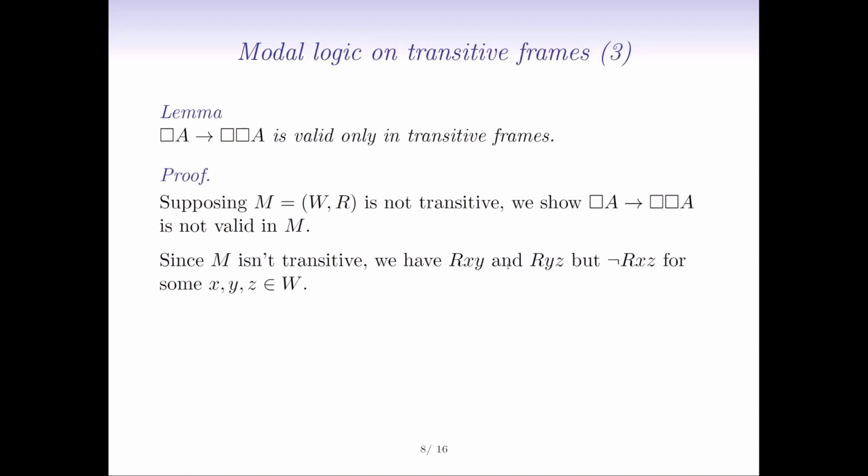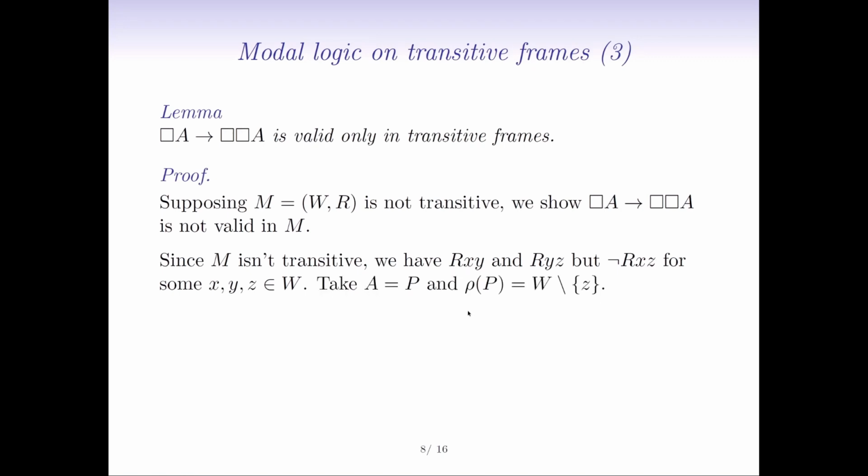So that means that there must be worlds X, Y, and Z in W such that you can get from X to Y, and you can get from Y to Z. So you can get to Z in 2 steps from X, but you can't get from X to Z in 1 step. I've slightly abused notation here by writing a negation in front of R. Technically, that's just my shorthand for saying RXZ is not true in this case.